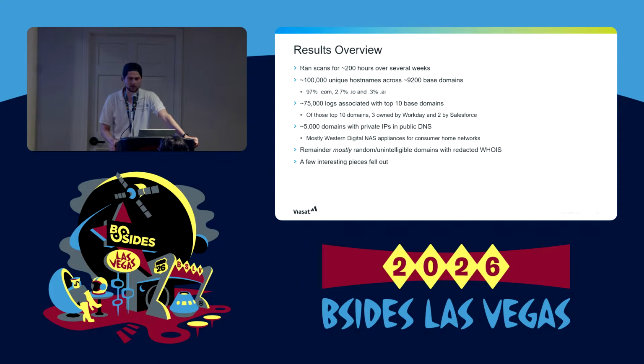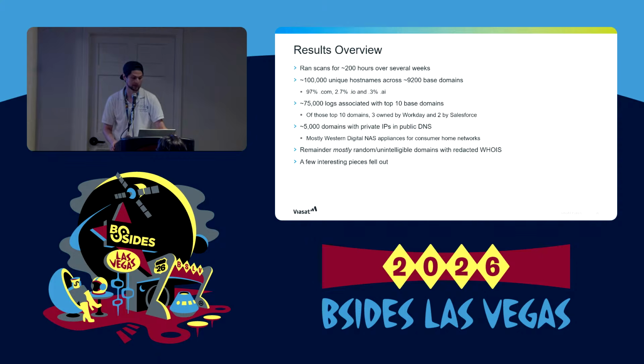I ran these scans for about 200 hours, mostly just overnights. I went on vacation and just let it run for a whole week. I picked up 100,000 unique host names across 9,200 base domains. Full host names involve the full set; a base name is whatever.com, one segment up from the host. 97% of those were .coms, 2.7% were .ios, and 0.3% were .ai.